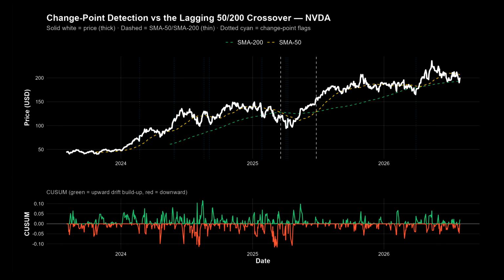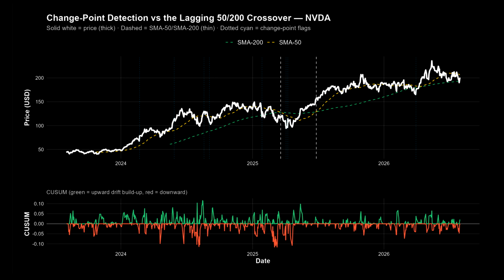Now look at the two gray dashed lines in the middle of the chart. Those mark the actual 50-day, 200-day crossover events, right around the pullback from roughly 140 down to the 100 level. Notice the cyan flags cluster tightly around and just ahead of each gray line. Change point detection is picking up that shift in the return series days before the moving averages physically finish crossing.